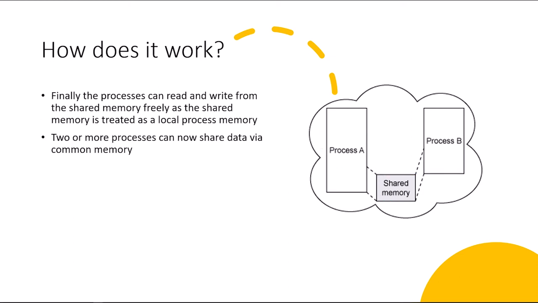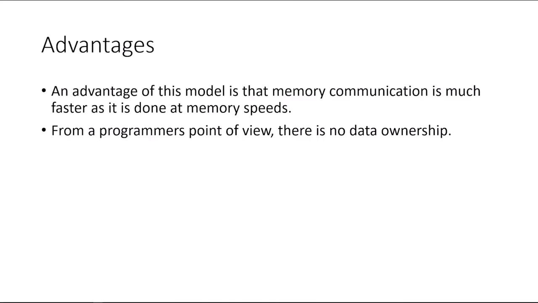So finally, processes can read or write from the shared memory freely via common memory, as the shared memory is treated as local process memory. An advantage is that memory communication is faster because it's done at memory speeds. Shared memory is also faster compared to the message passing model.